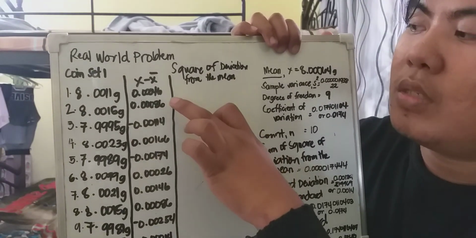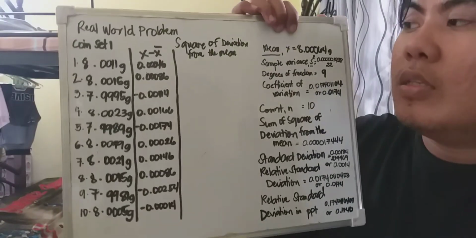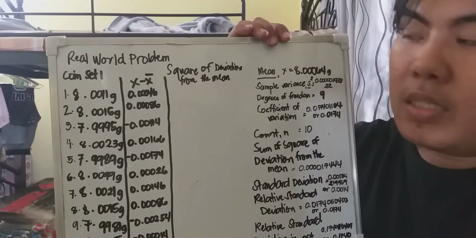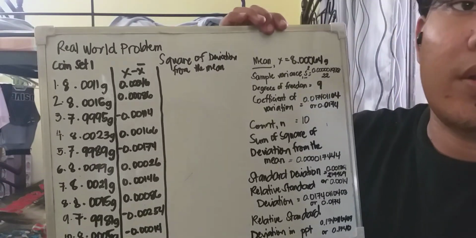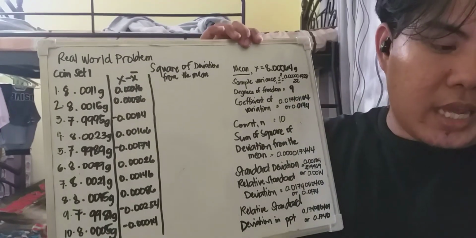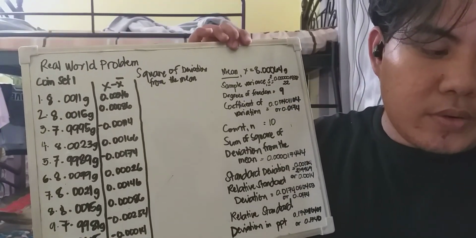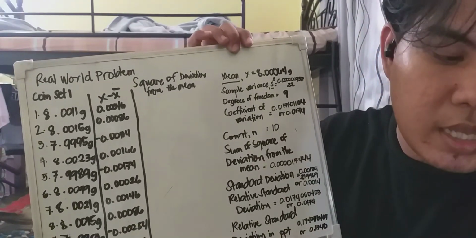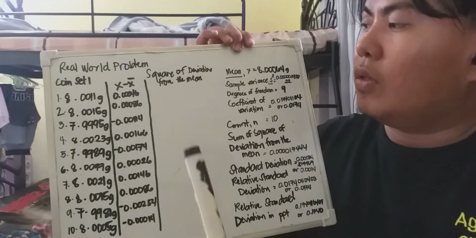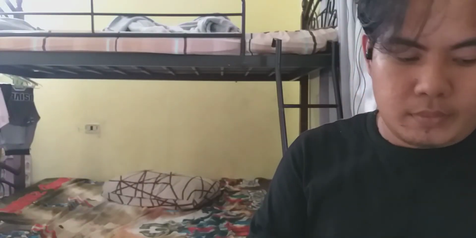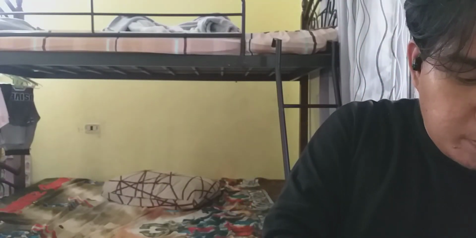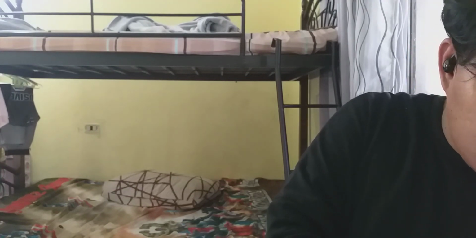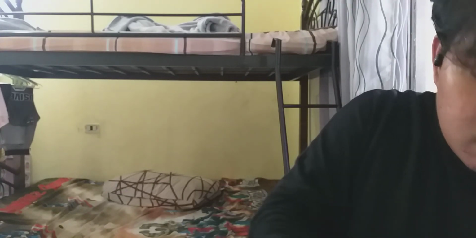So 0.00046 times 0.00046, we will be getting 0.000000 with six zeros, then 2116. So we write it as 0.000002116.